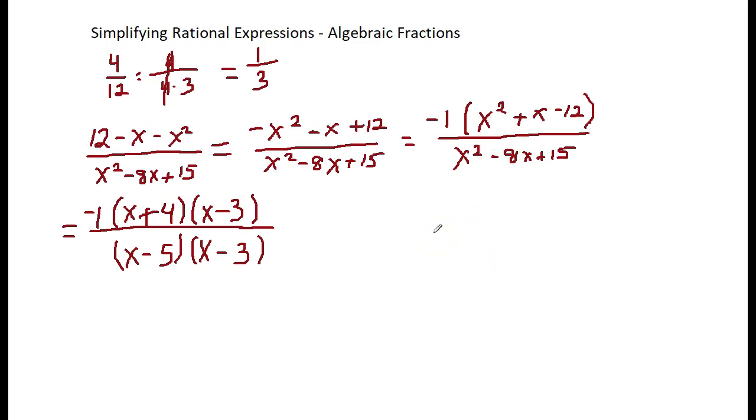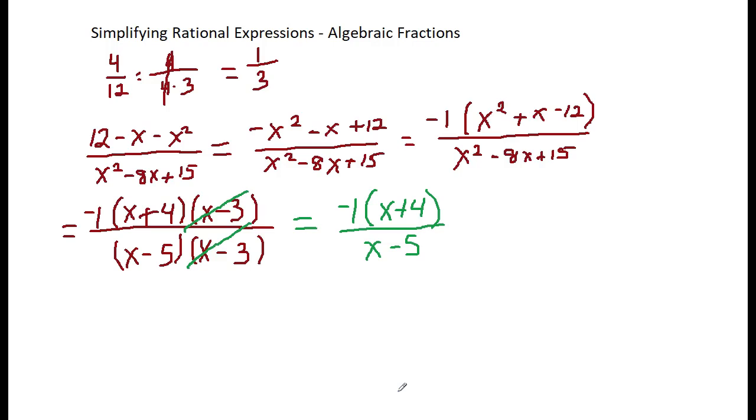Now, what do I have in common in both top and bottom? Yeah, the x minus 3. So I'm going to cancel out x minus 3 from both top and bottom. And what is left? I have negative 1 times x plus 4 over x minus 5. I can leave it like that. That is perfectly fine to leave it that way.